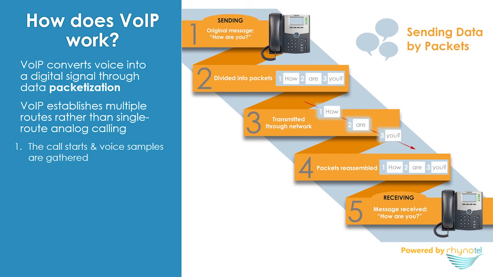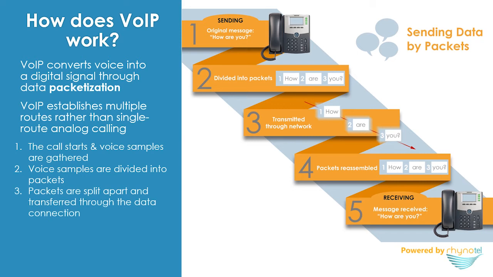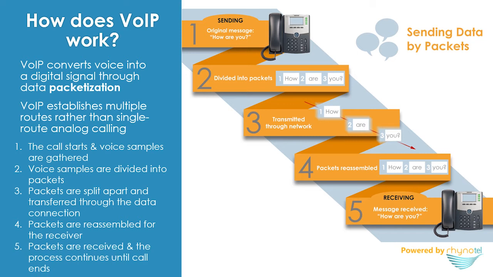A standard VoIP call consists of the caller dialing out and the voice is then collected into samples. Let's use the phrase, "How are you?" Voice samples are then gathered into chunks and divided into packets, dividing the how, are, and you into separate packets. Each packet is then split apart and transferred through the data connection. The voice packets are reassembled once reaching the destination, resembling "How are you?" for the receiver. And the message is received. The process continues in both directions until the call ends.